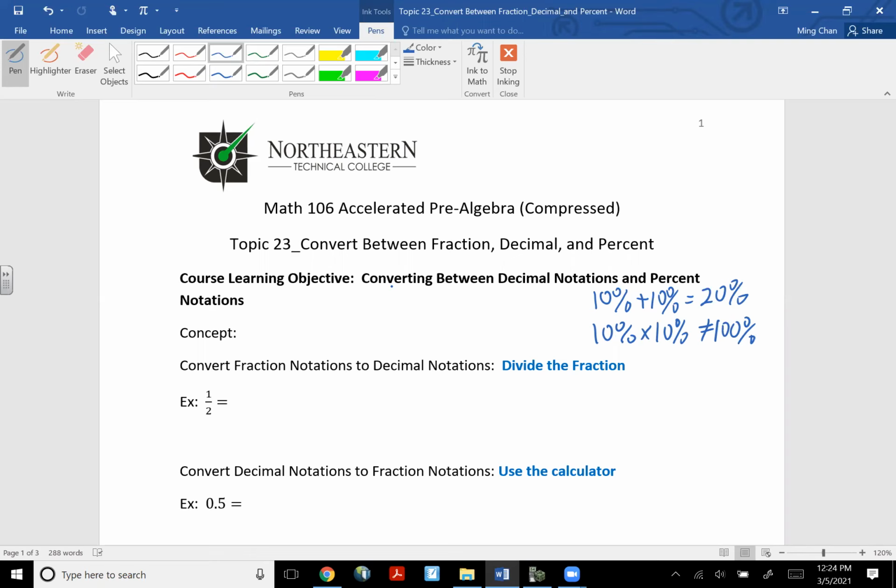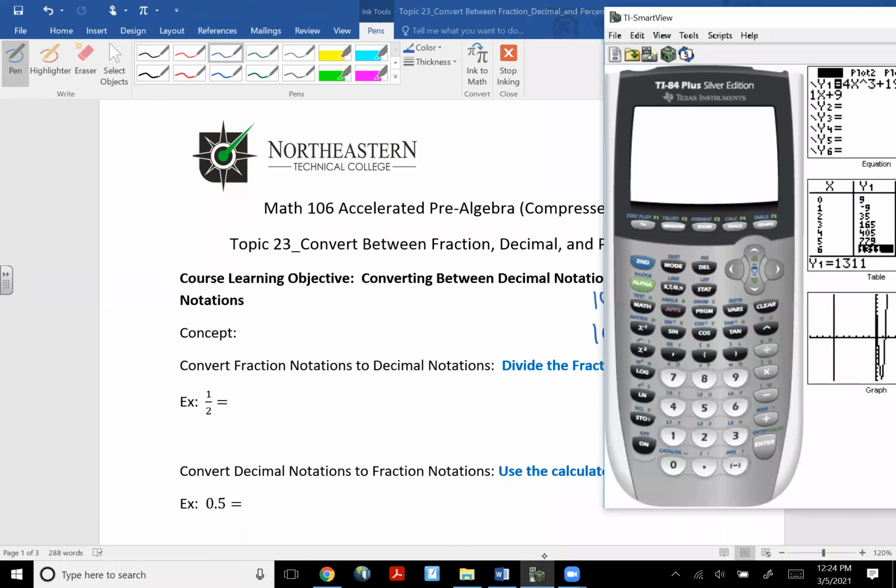So let's start up with fractions. Convert fraction into decimal notations. So we talked about this before. If you start with a fraction and you want decimal answers, all you have to do is simply divide the fractions. So you can divide it by hand or you can divide it using a calculator. So if I were typing 1 divided by 2, then I get 0.5, of course.